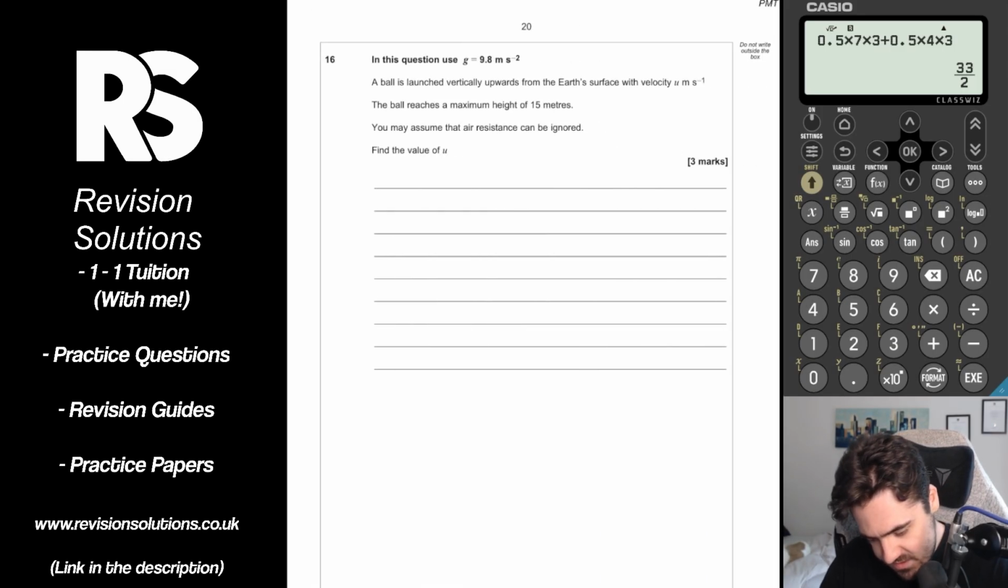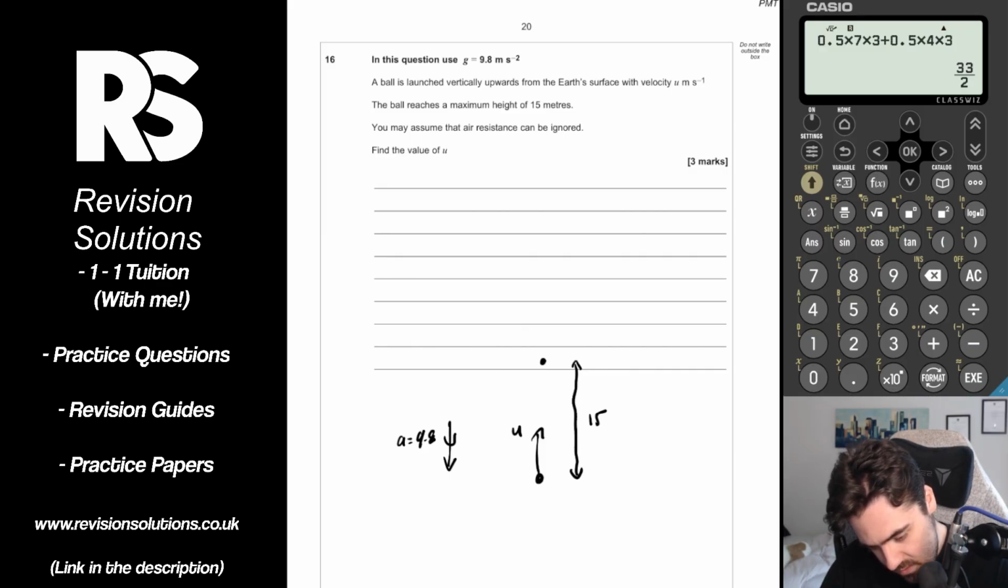Moving on to question 16. It says a ball is launched vertically upward from Earth's surface with velocity u. Let's have a little sketch of this, I think. So velocity u, and if it's on Earth and there's no forces acting on it other than gravity, it's going to be accelerating down at 9.81. Or 9.8, sorry, in this exam. The ball reaches a maximum height. Let's say that's there. So this is 15 meters. You may assume that air resistance can be ignored.